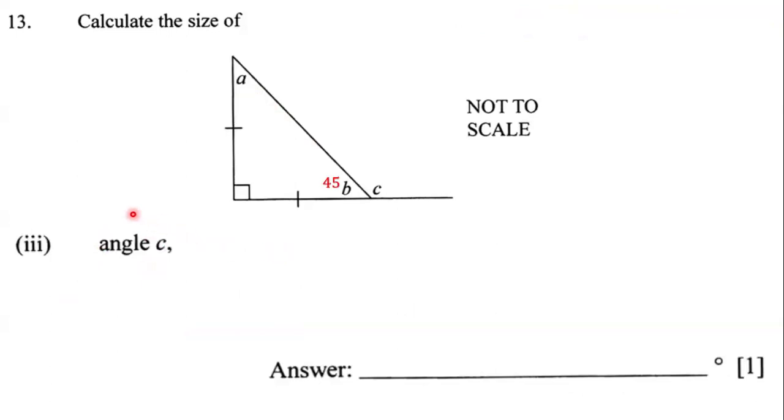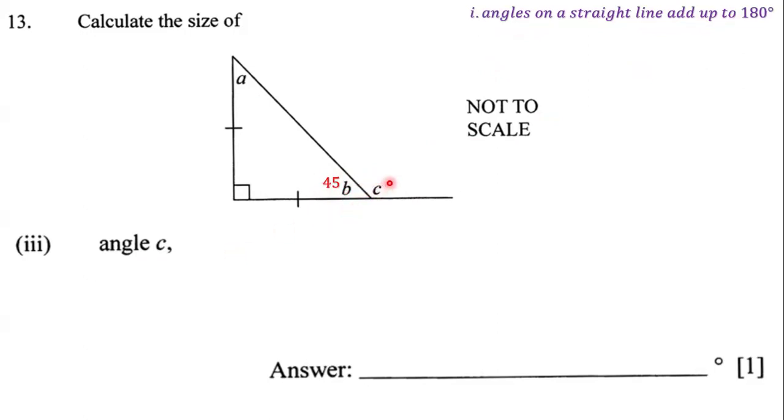Here, we want to determine the size of angle C. Notice that for angle B, we know that angle B is 45 degrees, but we want to determine the size of angle C. Here, we use an important geometrical rule which states that angles on a straight line add up to 180 degrees, which means that if you notice carefully, these two angles are on a straight line, they are at a common point, and they must add up to 180 degrees, which means that 45 degrees plus angle C must add up to 180 degrees.